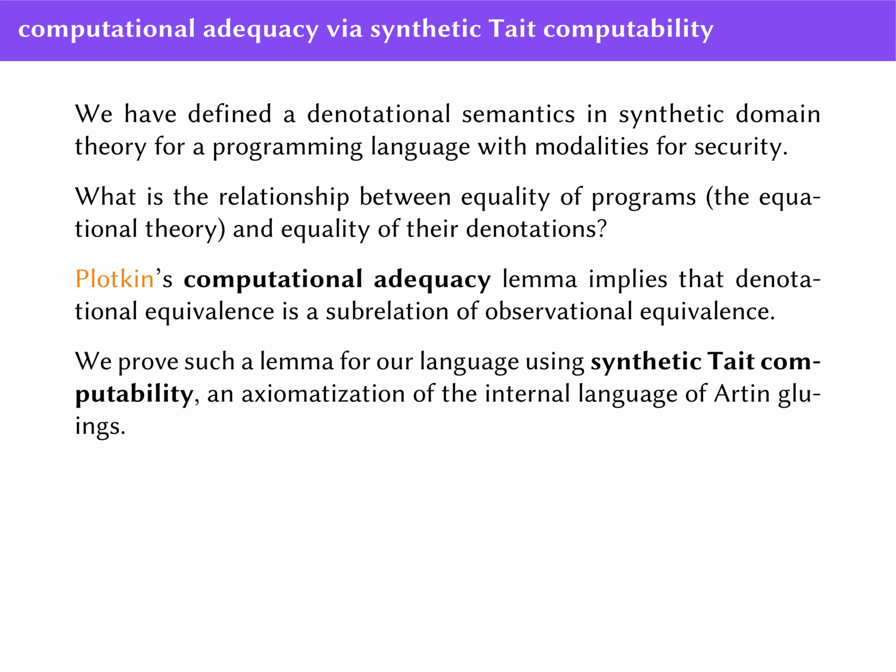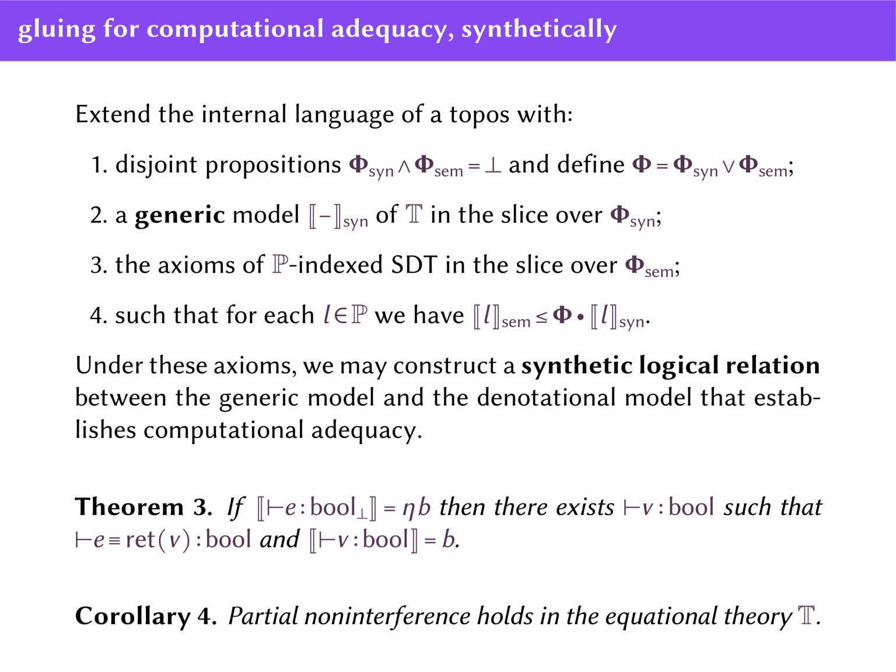Adequacy implies that denotational equivalence is a subrelation of observational equivalence. Thus, adequacy is exactly what is needed to deduce a syntactic noninterference result up to observational equivalence from our existing denotational semantic noninterference result. We can easily prove the adequacy lemma using synthetic Tait computability, which is a synthetic version of logical relations based on the internal language of Artin gluings. The exact instantiation of synthetic Tait computability that we will use to prove adequacy is as follows.